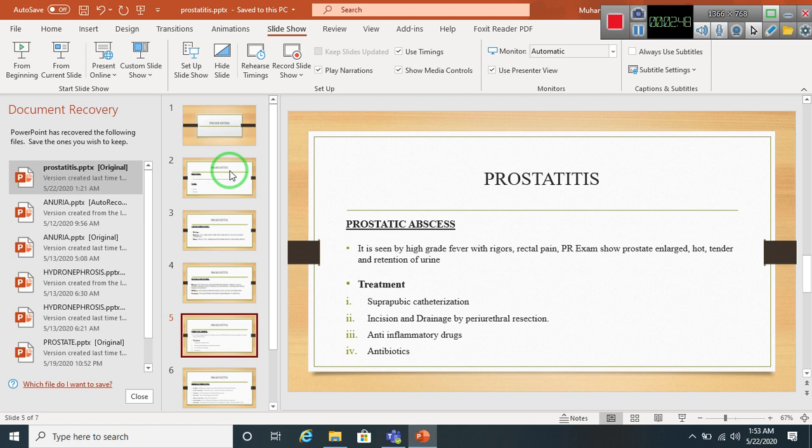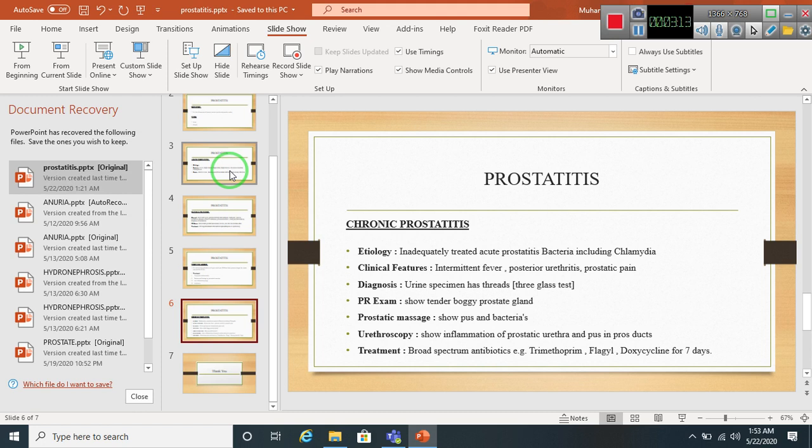Treatment: for retention of urine, we may do suprapubic catheterization or the suprapubic puncture, so that the retention is relieved. And for the abscess, we do the incision and drainage by periurethral resection. Anti-inflammatory drugs, antibiotics.